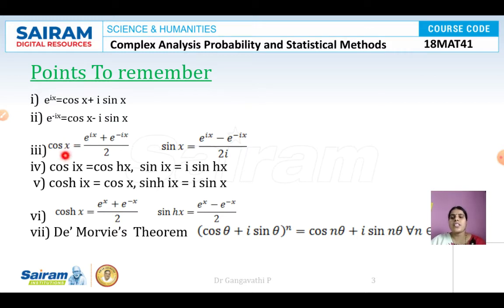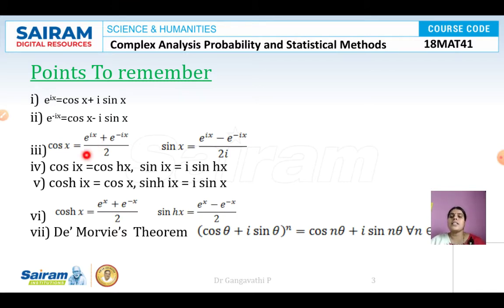And coming on to the next result, cos x can be written as e power ix plus e power minus ix by 2. How exactly is it? If you substitute e power ix as cos x plus i sin x, plus e power minus ix, which is nothing but cos x minus i sin x, and when you add the terms, i sin x and minus i sin x get cancelled, and you will have only 2 cos x. That 2 gets cancelled with the denominator 2, and you will get the answer as cos x.